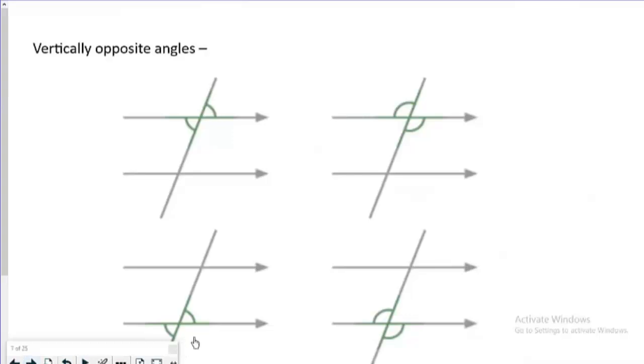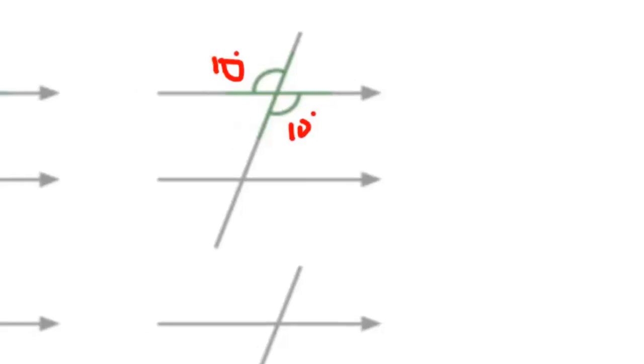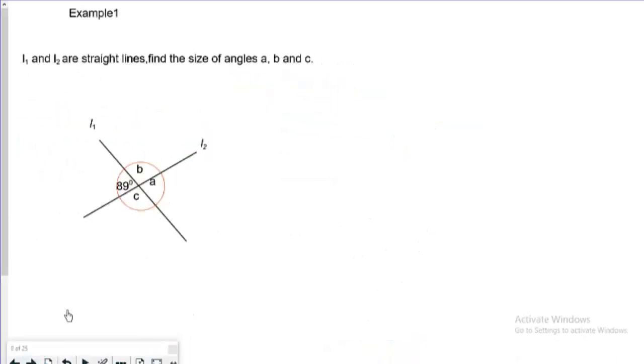Now let's take our time to digest them one by one. Vertically opposite angles. If this angle is 10 degrees, then this must also be 10 degrees, and so on and so forth. So now let's take one example and see.